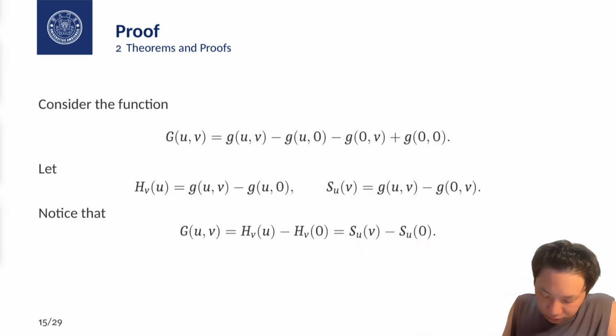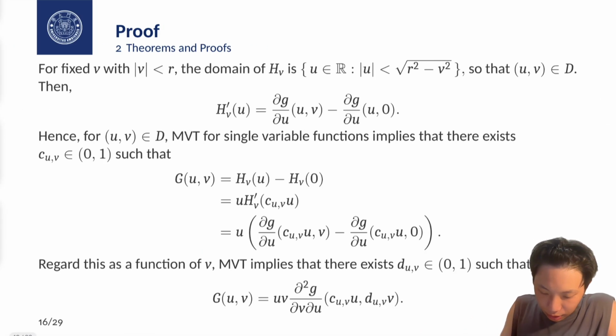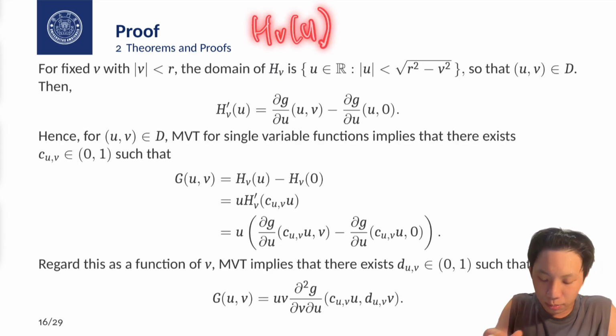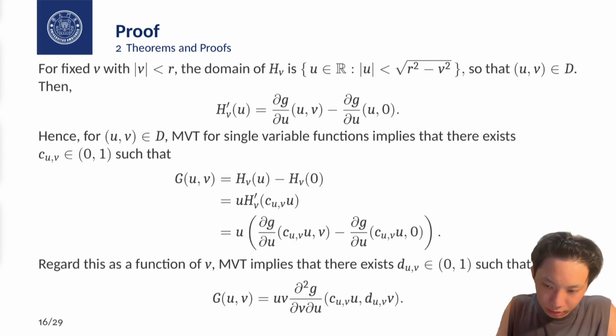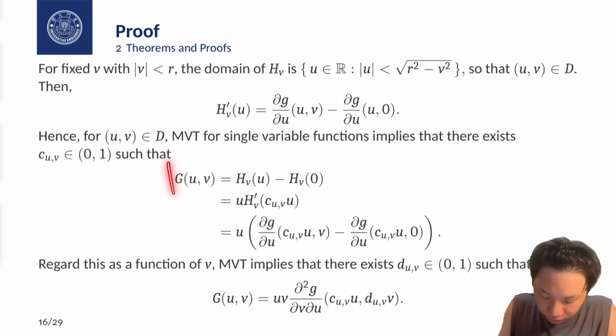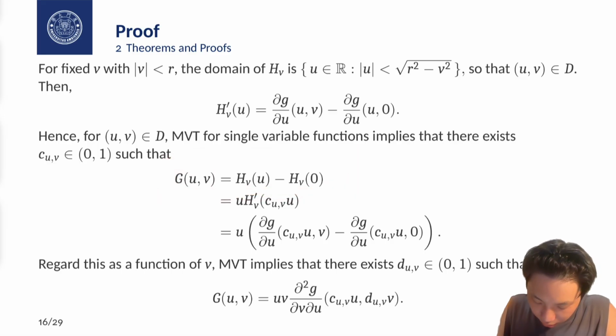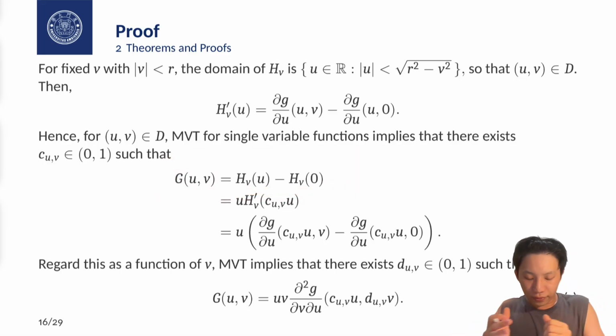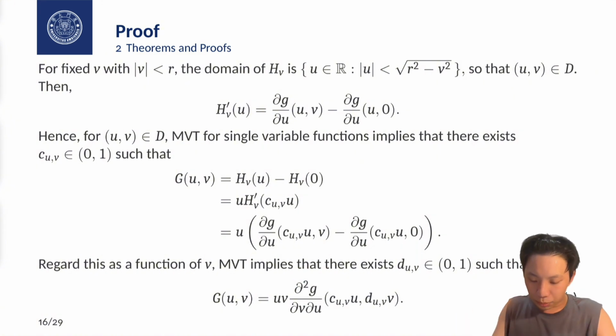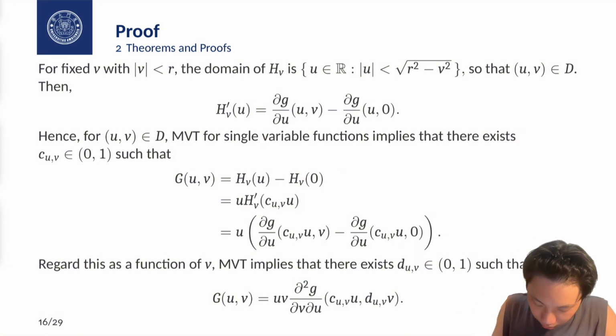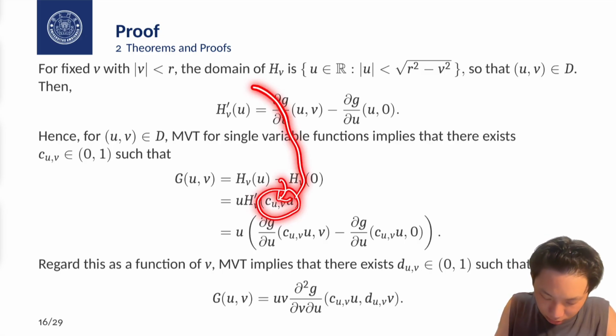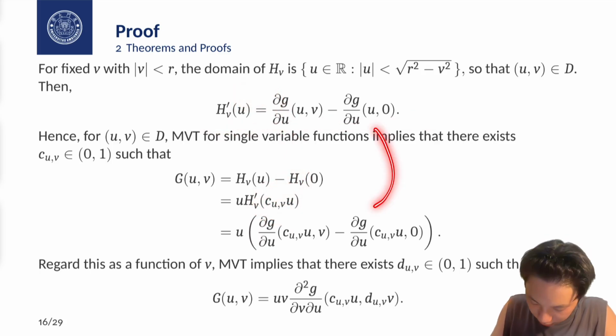Okay, now let us fix the variable v as a constant. So now this will become a one-variable function, and then we take the derivative with respect to u, and we will get this. Now let us focus on this equation. Since this is a function of one variable, we can apply the mean value theorem. We will get this, and we can plug the number we get from the mean value theorem into this equation, and we will get this result.